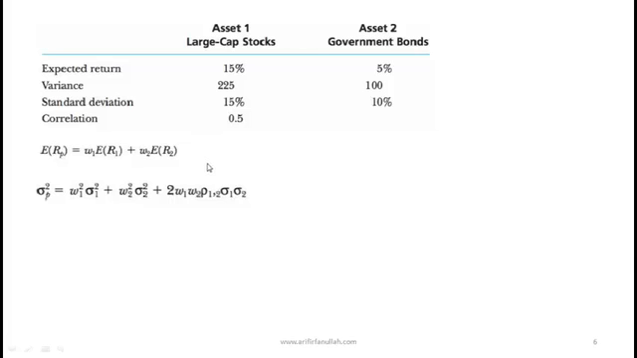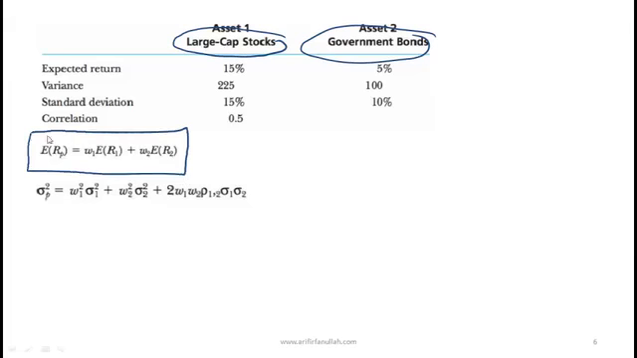So if you create a portfolio with two assets, one asset is your large cap stocks, so think of this purely as maybe a share in the S&P 500, and the other is government bonds. You are given the expected return of both assets, the variance, the standard deviation and the correlation. How can you come up with the expected return of your portfolio? Do you remember this?